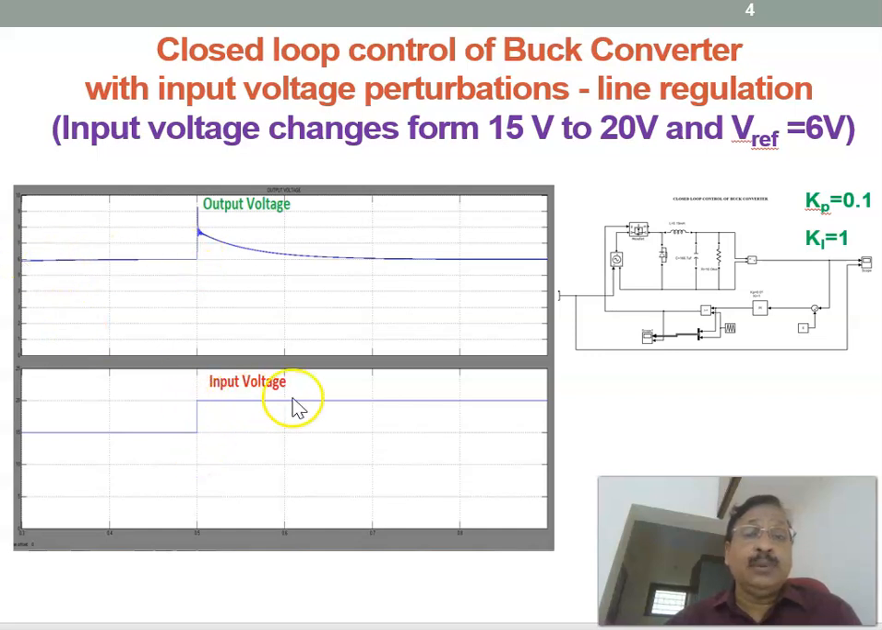Then suddenly when the input voltage changes to 20 volt, there is a sudden rise. After the settling time, it settles to the reference voltage of 6 volt. Therefore, this is the output voltage response corresponding to an input voltage perturbation from 15 volt to 20 volt. Since the reference voltage is kept at 6 volt, Kp and Ki are tuned by trial and error. The proportional constant Kp is 0.1, and the integral constant is taken as 1.